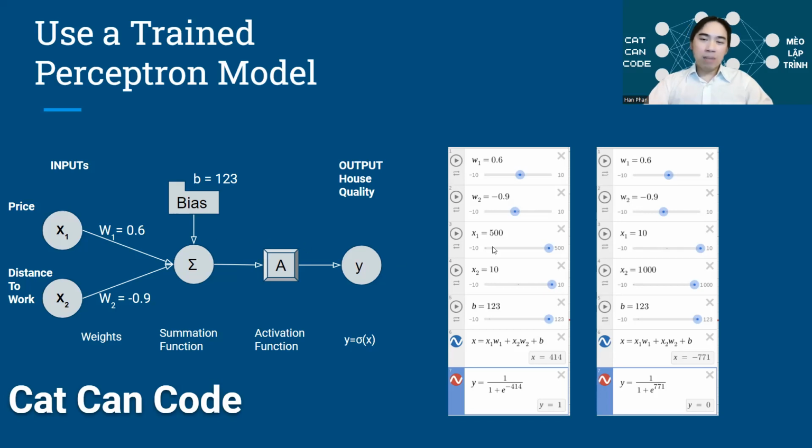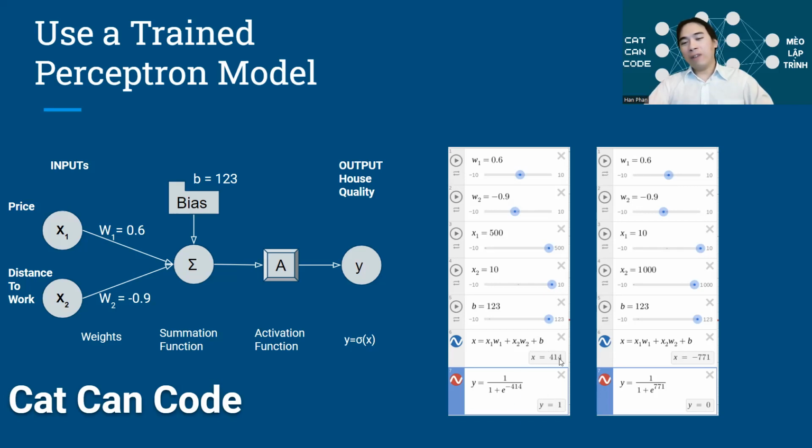So in this example over here, I choose x1 equal to 500 and x2 equal to 10. It means price is 500 and distance is 10. So the price is quite high and the distance is quite small. I calculate x as 414, and from there I can calculate y as 1. So it's nearly 1, right? Approximate value. It means if the price is decently high and the distance to work is low, then you have high house quality, right? So that's the beauty of the sigmoid function as well.